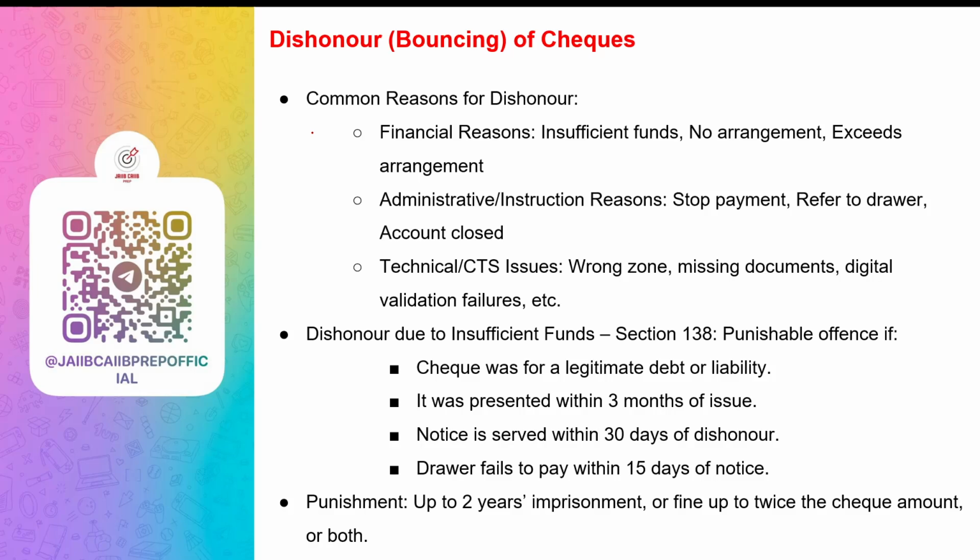Now, what happens when dishonor is due to insufficient funds? When a check is returned because of insufficient funds or exceeds arrangement, it is treated as a criminal offense under Section 138 of the Negotiable Instruments Act, provided three conditions are met. Number one, the check is presented within 3 months of its issue date. Number two, the payee, the person who received the check, sends a written notice to the drawer within 30 days of check return demanding payment, and the drawer fails to make the payment within 15 days of receiving the notice.